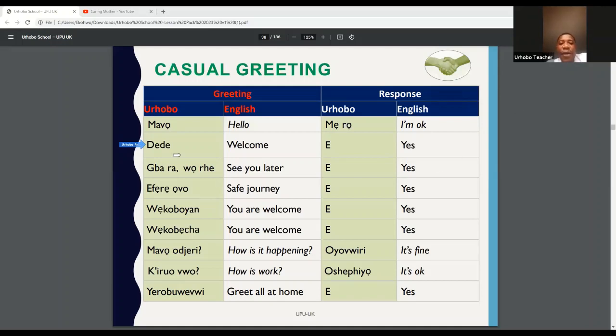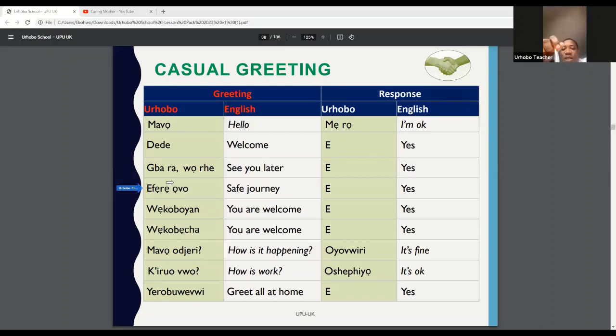Okay, thank you. So let's make progress. So, what do we have there? Safe journey, Eferovu. Okay, safe journey. So the same thing, you can say a. If you want to say thank you, Kuburu, fine.